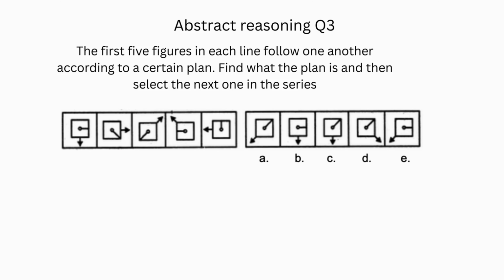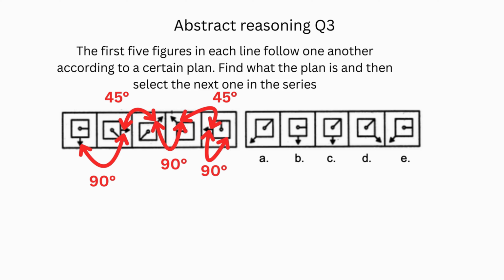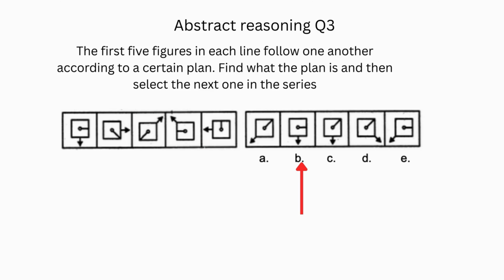Now we know the rule, let's use it to answer the question. Using the arrow, let's follow the pattern. It starts with a 90-degree move, then a 45, then 90, then 45. Therefore the final movement will be 90 degrees, which is indicated in both answers B and C.